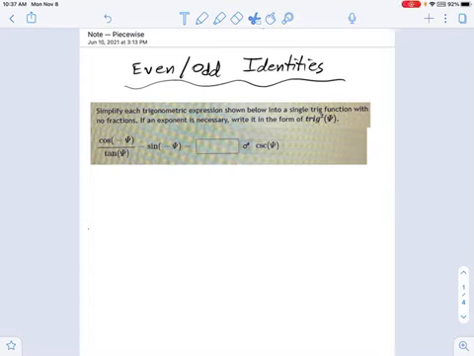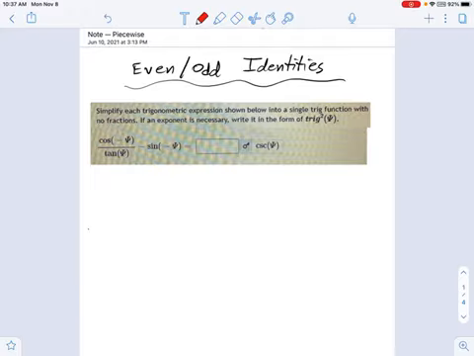In this example, we're told to simplify the trig expression into a single trig function with no fractions. And we've done this before with some Pythagorean examples. In this one, I'll bet you can tell we're going to need even and odd identities, because if you look closely, we've got negative signs inside the argument there. These are negative angles. So we're going to need to use our even odd identities.